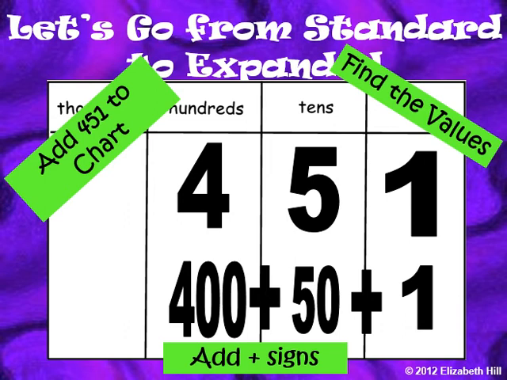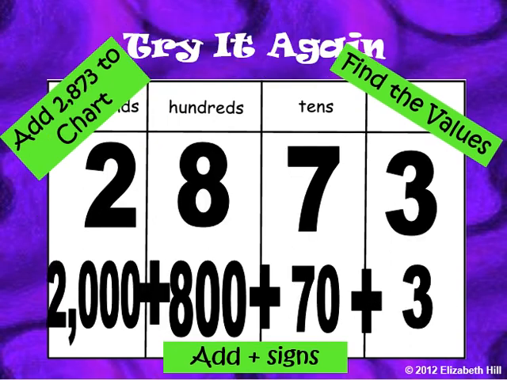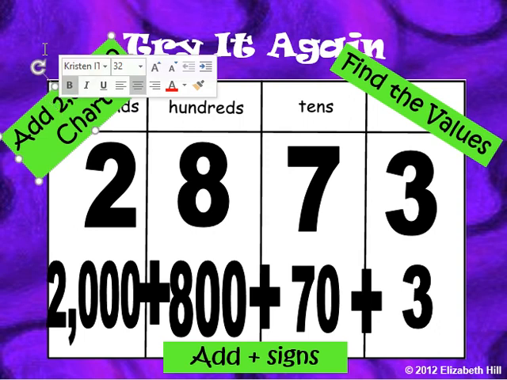So let's go from a standard form of a number to an expanded form. Now, we have 451. We have 4 hundreds, 5 tens, 1 one. So we would break it into 400 plus 50 plus 1.